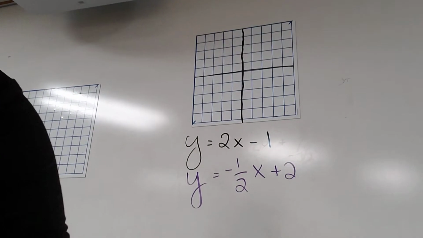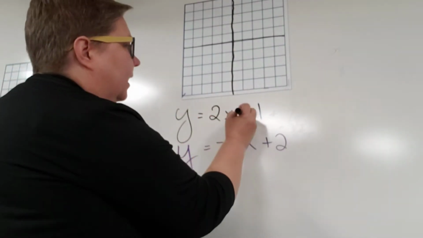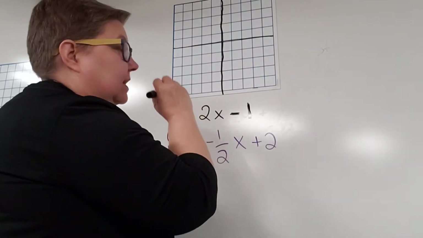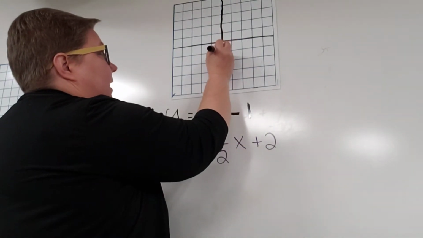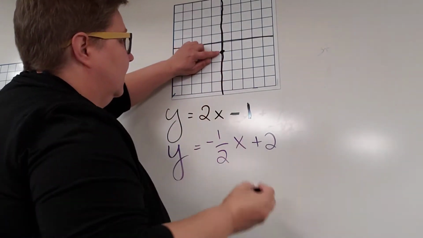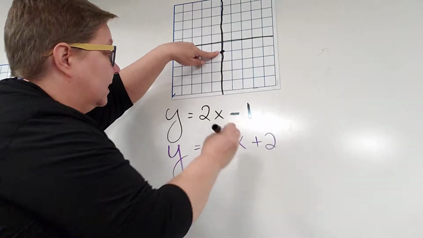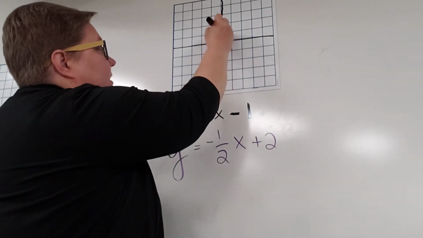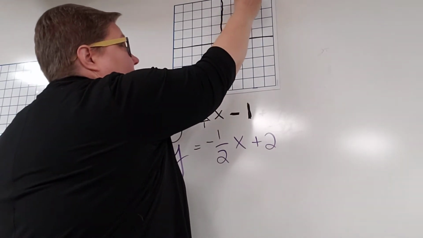I'm trying to get rid of the glare, it's not going to work. Okay, so this is what I'm going to plot first. I'm going to plot the -1 first on the y-axis. That's why they call it a y-intercept, because it's a y on the y-axis. And then without lifting my pen off my paper, I would use the slope of 2. Now 2 is the same thing as 2 over 1. So it's a rise of 2 and a run of 1. Rise 2, run 1, rise 2, run 1.